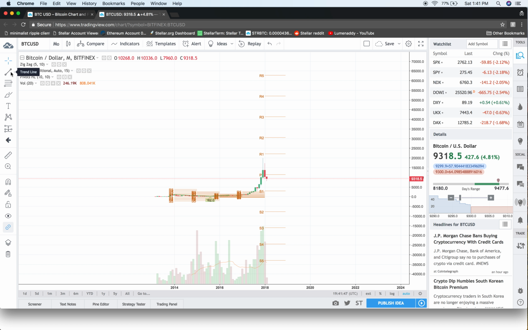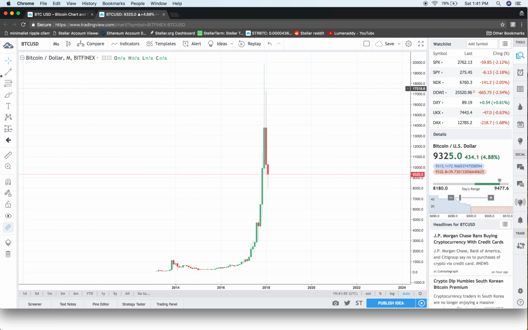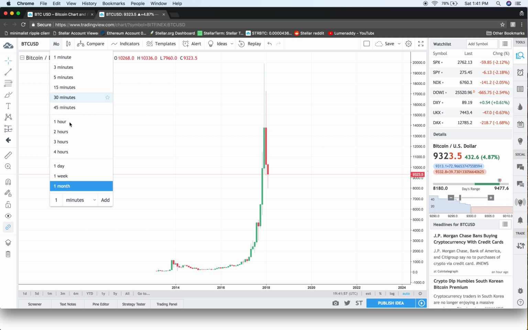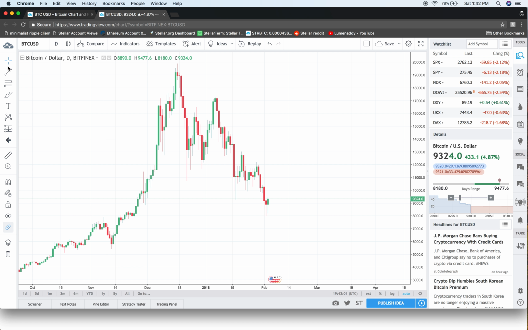To your left over here, these are trend lines. Let me reset the chart again. One second. Let me remove. There we go. Trend lines are always good when you're trying to identify chart patterns, when you're trying to identify support and resistance levels, or if you just want to draw it for your purposes. I just moved to the daily.